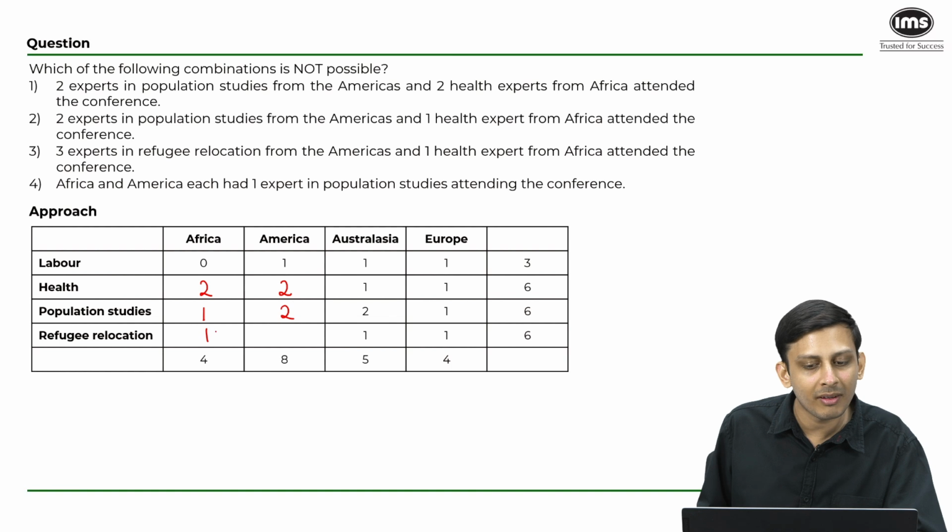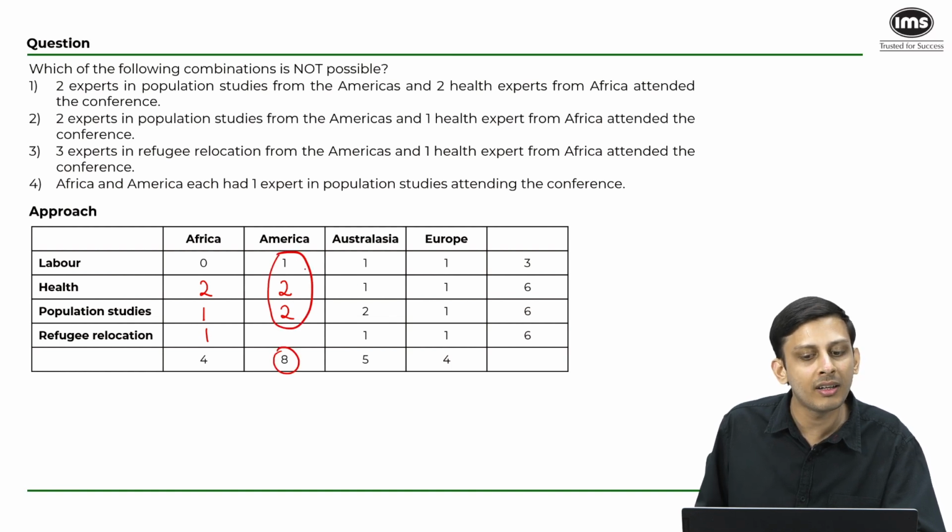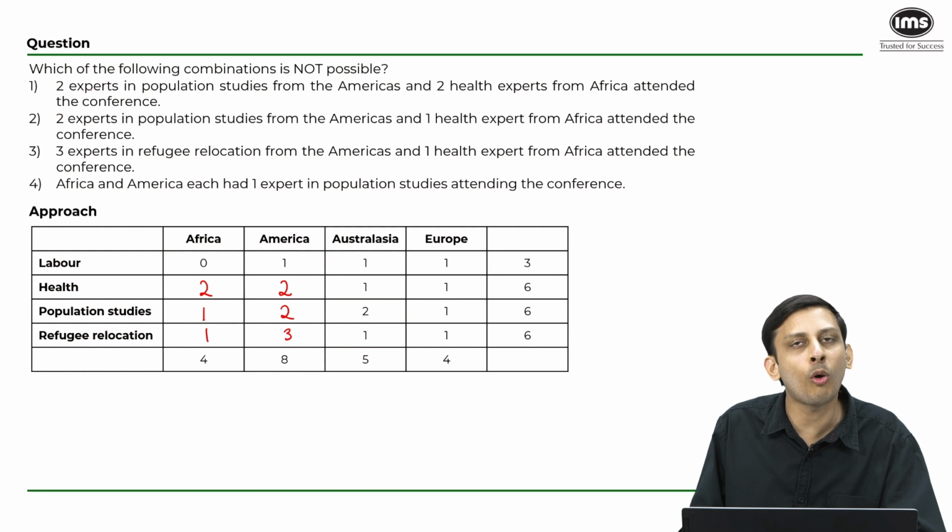Similarly, for America, the total is 8, out of which we have 5 so far. So the remaining will be 3. And we will see that refugee relocation total of 6 is being satisfied here. So there is nothing wrong with this combination. All the totals are being satisfied. So this one is possible.